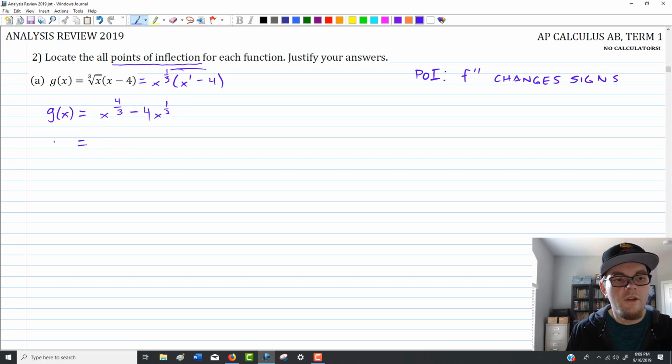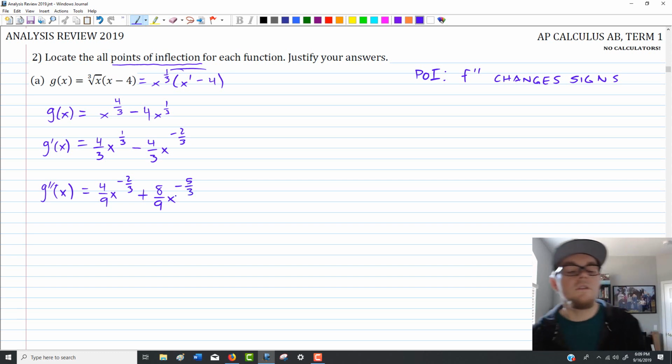So differentiating here, we'll try to find the derivative, since points of inflection, those are helpful to start with. We'll have 4/3 x to the 1/3 minus 4/3 x to the negative 2/3. And that was just the first derivative. So next I'm going to compute the second derivative. That's going to be 4/9 x to the negative 2/3 minus, and it'll become, plus 8/9 x to the negative 5/3. So there is our second derivative.